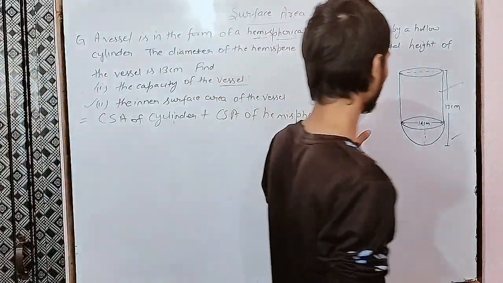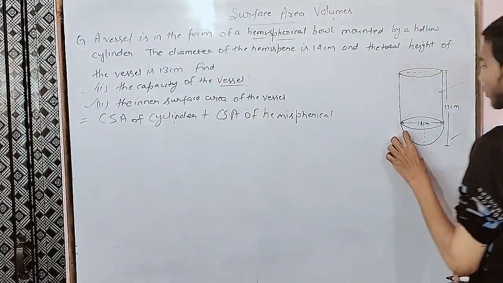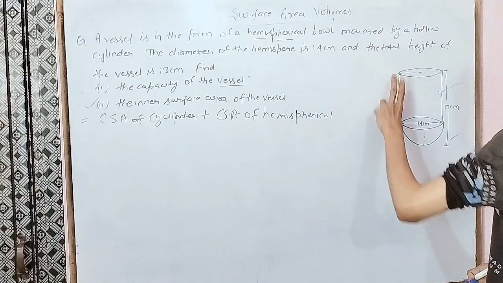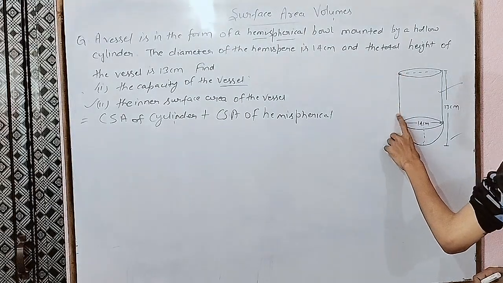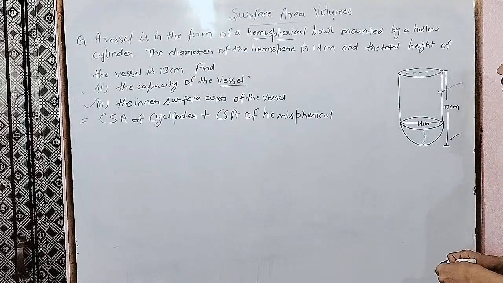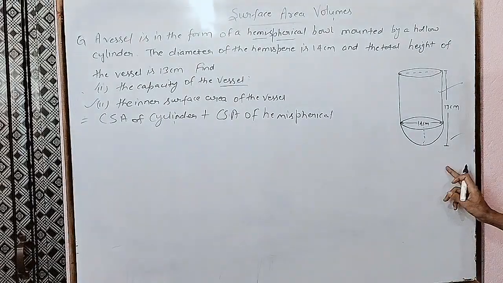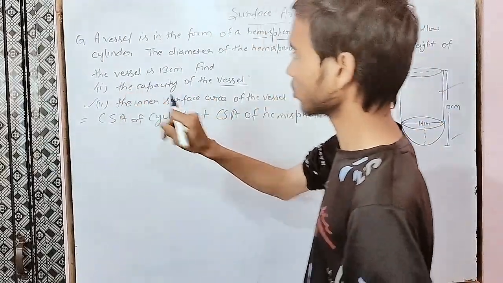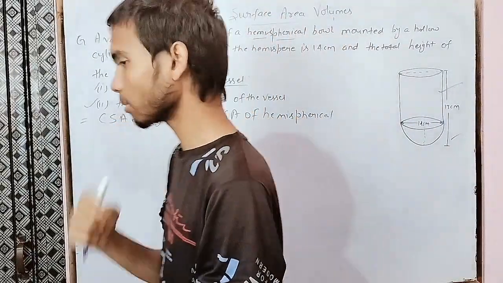It is not saying the total height of the cylinder, it is saying the total height of the vessel. It is saying the total height from the top till the bottom of this vessel is 13 centimeter. So this is the total height of this vessel, and we have to answer both questions. The first question is: find the capacity of the vessel.